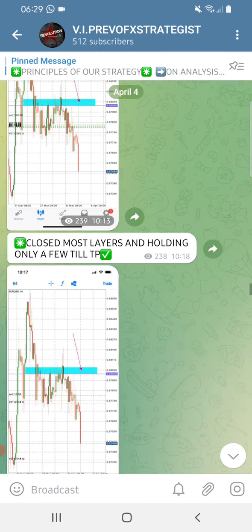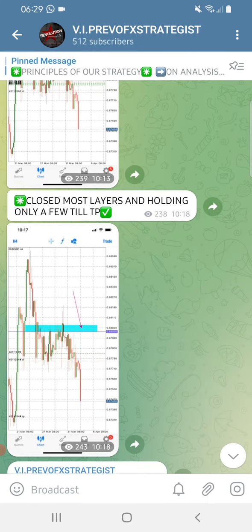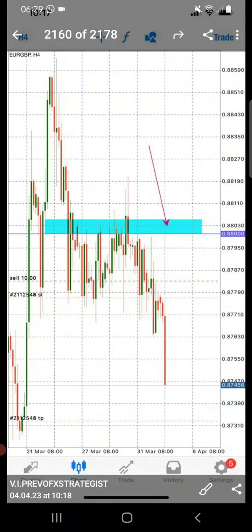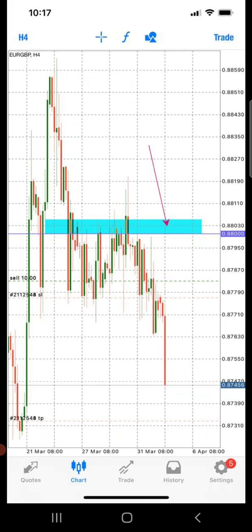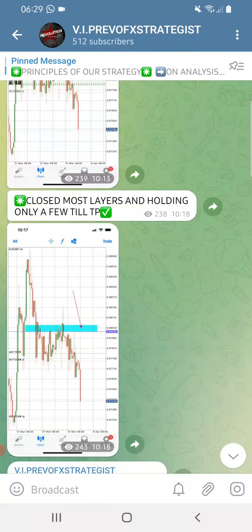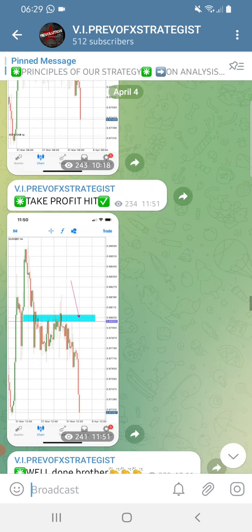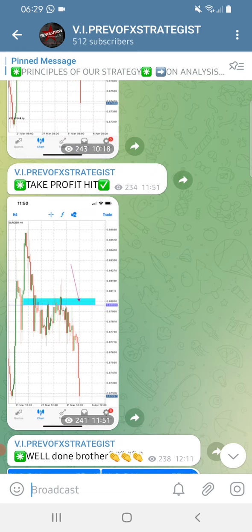Okay, so I took off a few layers, and now I can say I took off most of the layers and left only a few to hold until the market reaches the demand area, which happens also to be our take profit. As you can see, there is our take profit there at the demand area. So the market fell all the way down and it hit our take profit.